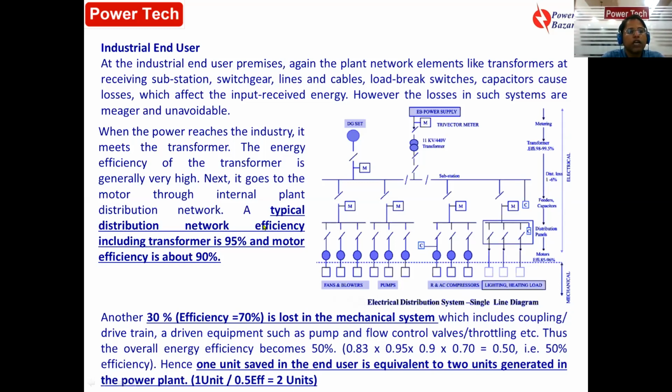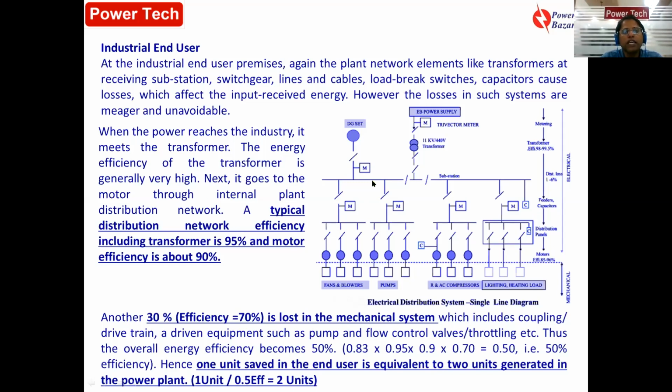Now, typical distribution network efficiency, input in transformer, is 95%. Motor efficiency is about 90%. So you have to remember these figures. In the mechanical system also, there is about 30% loss of energy, so typically the efficiency of the mechanical system is around 70%. So what have we known? The T&D loss is around 17% as per the Indian standard, so efficiency is 83%.